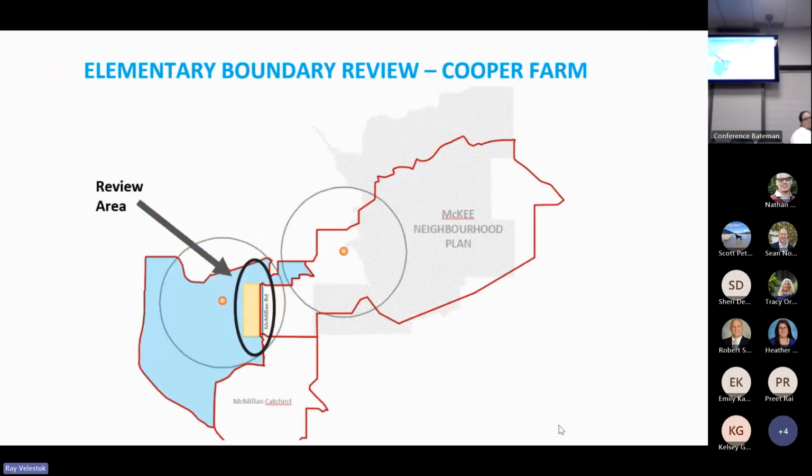So the first one we'll talk about is the elementary boundary around the Cooper Farm, and that affects the Stennerson and the Prince Charles catchments. And I've just given you a map here, and all of these maps and staff reports are available on our engagement portal.